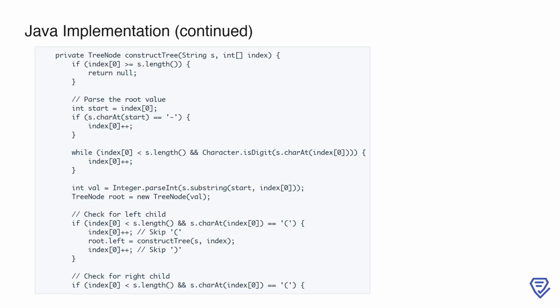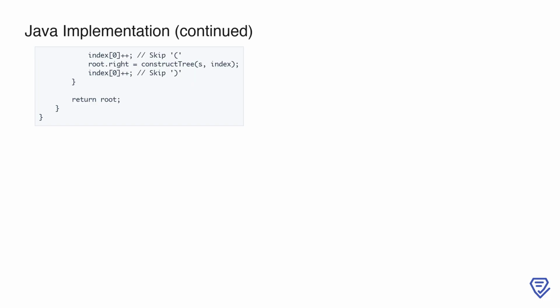After parsing the root value, we check if the next character is an opening parenthesis, indicating the presence of a left child. If so, we increment the index to skip the parenthesis, recursively call constructTree to build the left subtree, and then increment the index again to skip the closing parenthesis. If another opening parenthesis is found after processing the left child, it indicates the presence of a right child. We increment the index to skip the parenthesis and call constructTree recursively to construct the right subtree. Once the right subtree is built, we increment the index to skip the closing parenthesis.